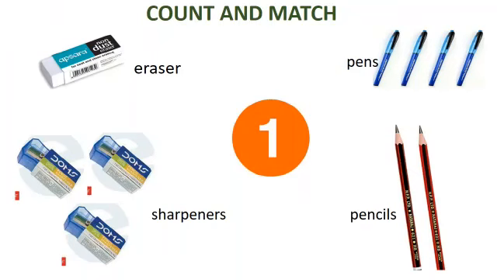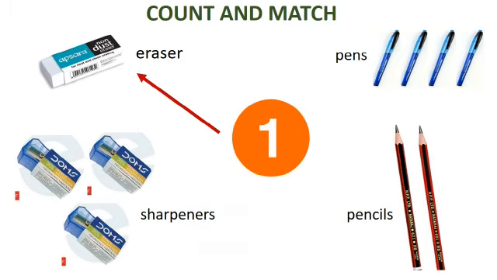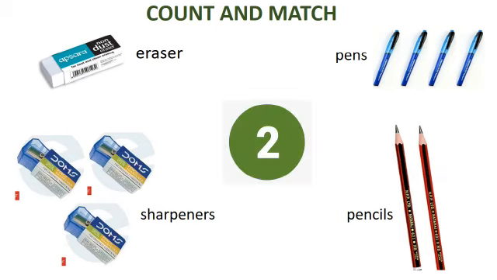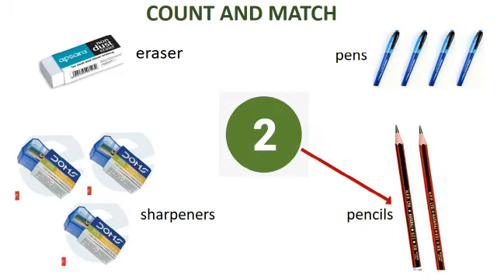Now, as we learn to count and match the objects, come, let's revise the same. In this picture, can you tell me which number you can see? Yes, it is 1. So, I want you to count the number of objects here and tell me to which picture I have to match the number 1. Yes, children, you are right. In this picture, we have to match number 1 to the eraser. Now, in this picture, can you see the number, children? Yes, it is 2. Now I want you to quickly count the number of objects here and tell me to which object we should match the number 2. Yes, you are right. We have to match number 2 to the pencils.